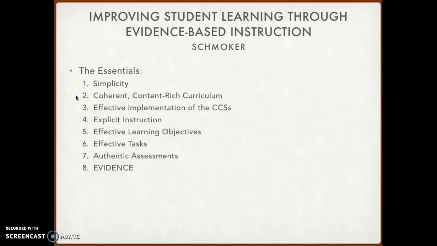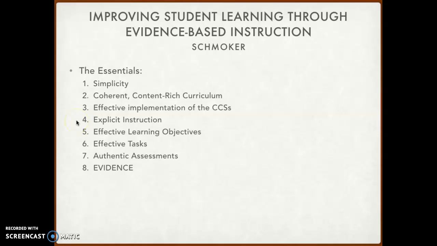2, be coherent and have content-rich curriculum. So we want our curriculum to be based on skills, of course, but the content needs to be authentic. 3, effective implementation of the Common Core standards. So we're not just putting the Common Core standard on the board with its very complex language. "You will write an argument" is probably more effective. "Then students will be able to rhetorically analyze a piece" is a lot more complex than "you'll evaluate someone's argument."